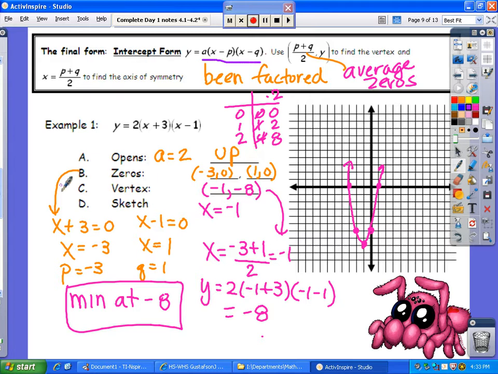The zeros, here's my work for the zeros. We set each factor equal to 0. So my zeros are -3 and +1. Now they've changed it because we need some other variable.